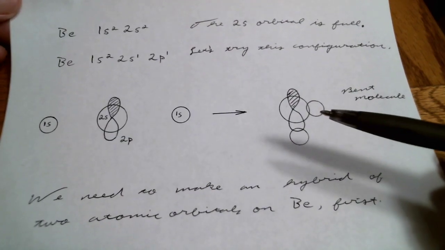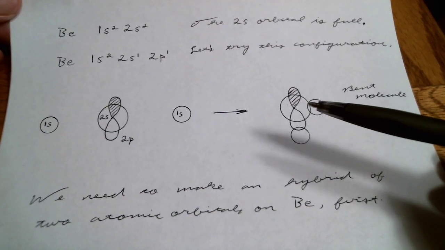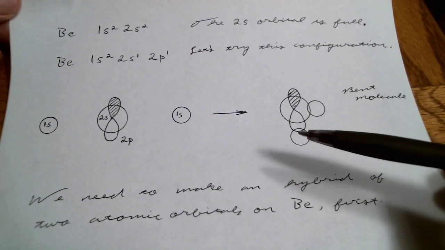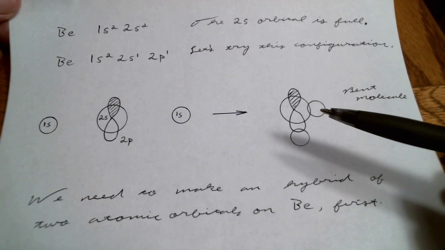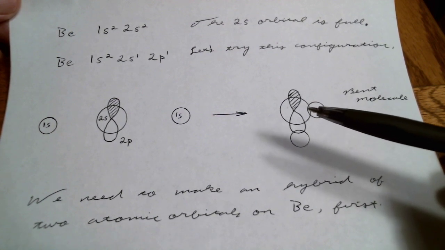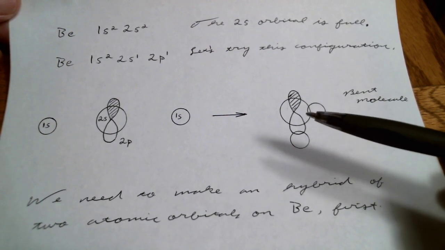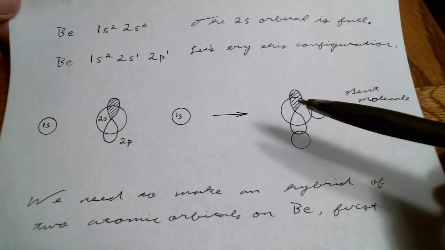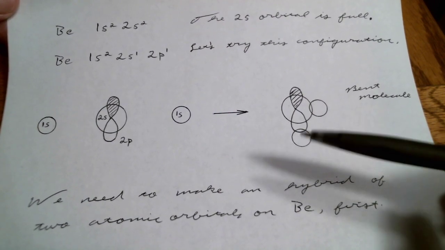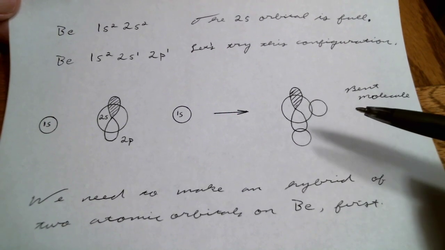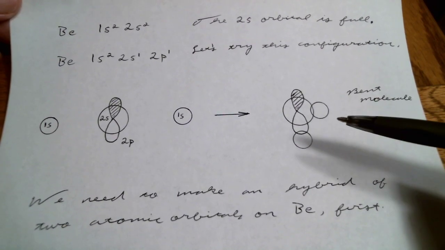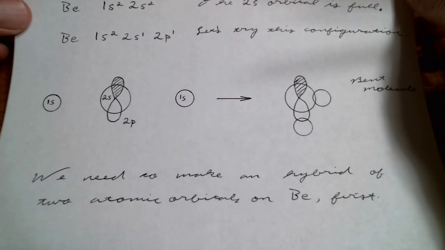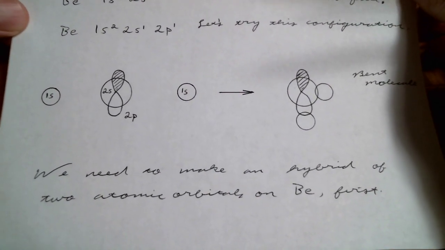And so if we try to do that, I glommed one of the 1s's onto this lobe of the p orbital, and then I glommed the other 1s onto this nicely, lightly shaded section of the 2s orbital that isn't interfering with that dark shaded section of the 2p. This is a bent molecule, right? It doesn't make any sense. And so that's why we have to go through this wicked process of hybridizing our beryllium first.